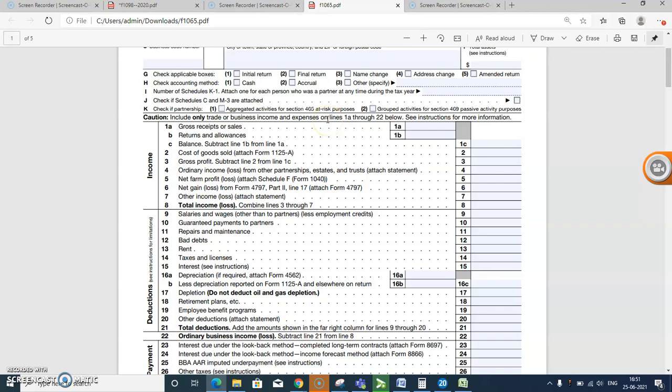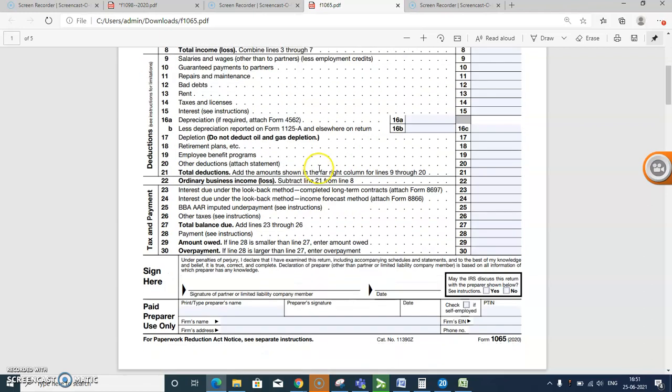The purpose of this section is to calculate the operating ordinary business income or loss for the tax year. Details about the income and expenses will come from the profit and loss account statement.